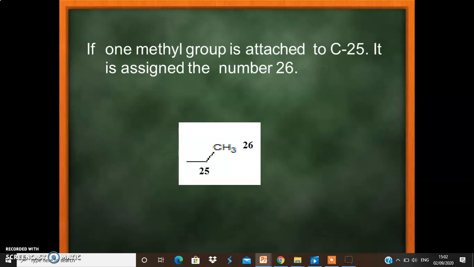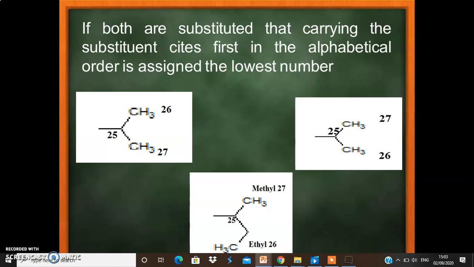If one methyl group is attached to carbon 25, it is assigned the number 26. If both are substituted, then the carbon carrying the substituent that comes first in alphabetical order is assigned the lowest number. So if you look here, there is one methyl and one ethyl. Alphabetically E comes first, therefore the number 26 is given to the ethyl carbon.